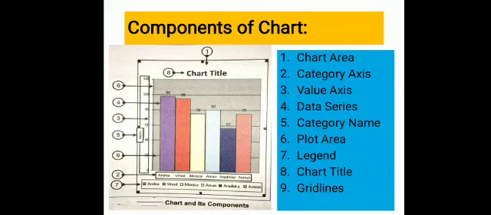Eighth one is chart title. It describes the objective of the chart. And last one is grid lines. These can either be horizontal or vertical lines depending on the selected chart type. They are extended across the plot area of the chart and it makes it easier to read and understand the values.